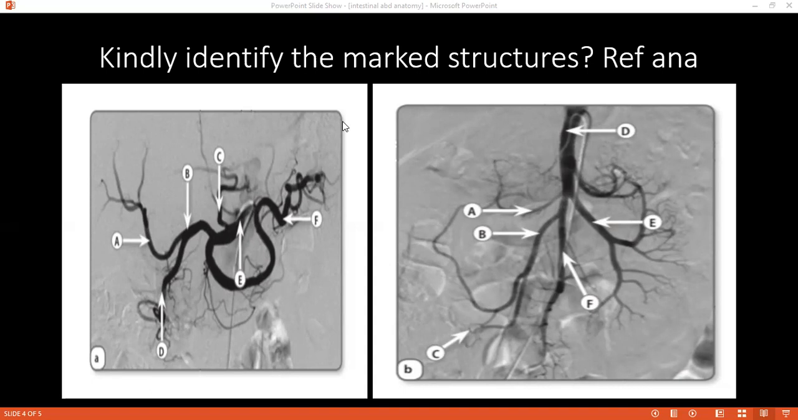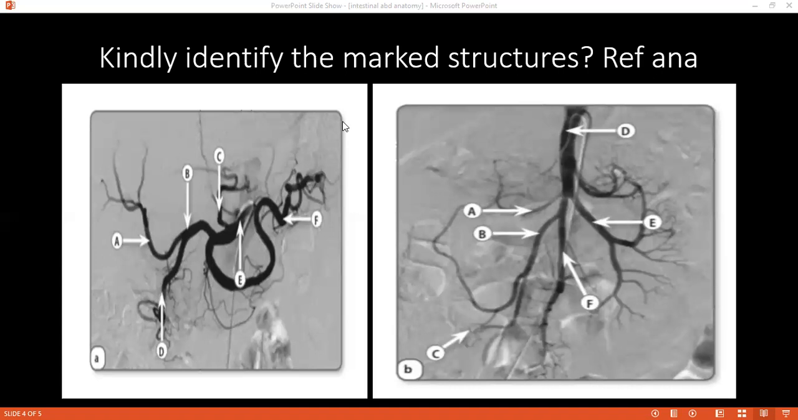It must be superior rectal, but B is right colic. A is middle colic. E is left colic. And F is inferior mesenteric. C is ileocolic, ma'am. Why does B look like the right common iliac artery?